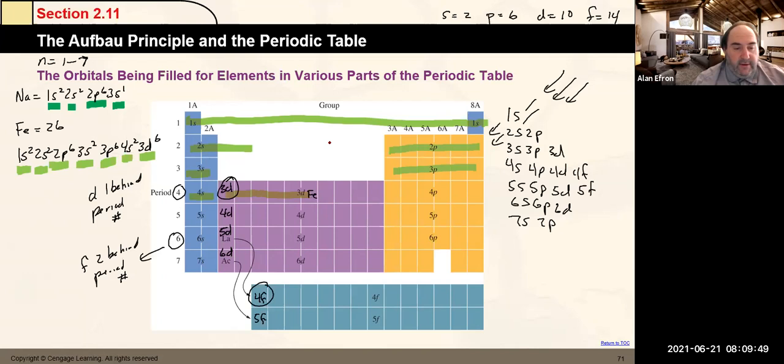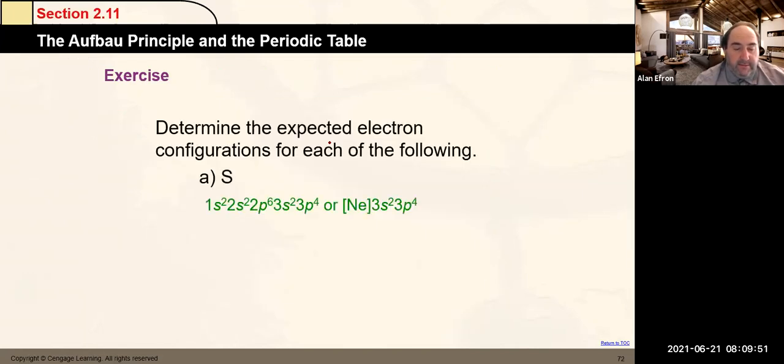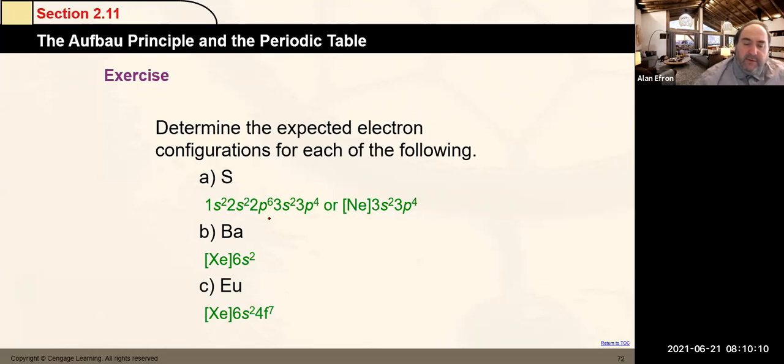So let us continue on. If we're going to write an electron configuration again for something like sulfur, we always start at the top of that guy and zigzag back and forth, and we would go 1s2, 2s2, 2p6, 3s2, and 3p6.